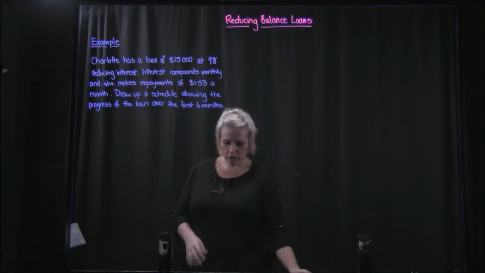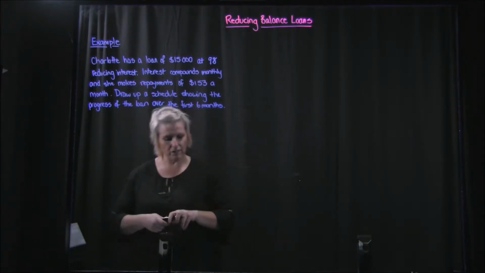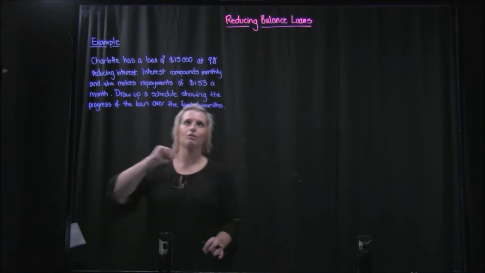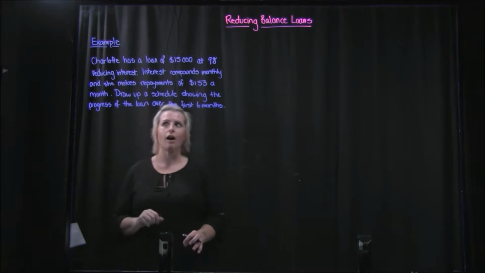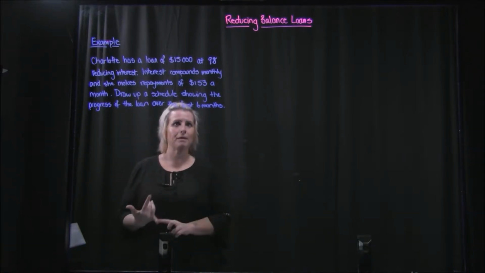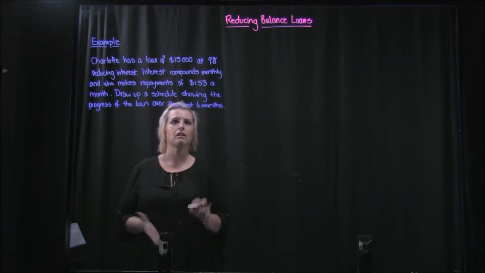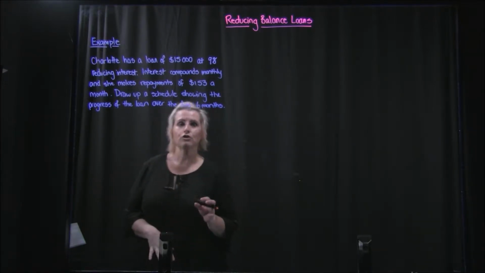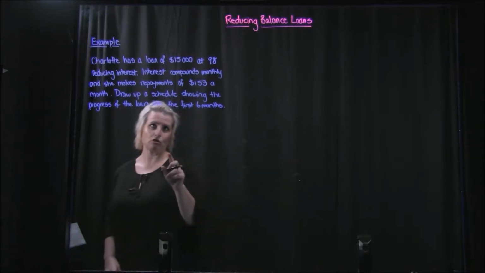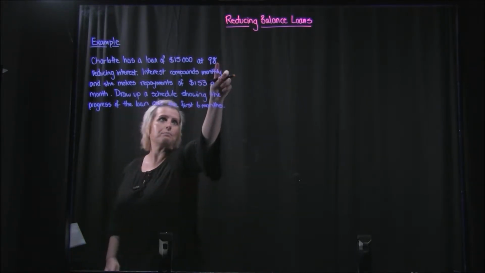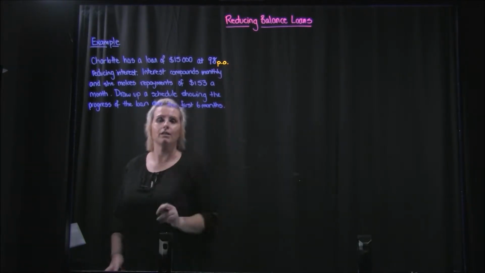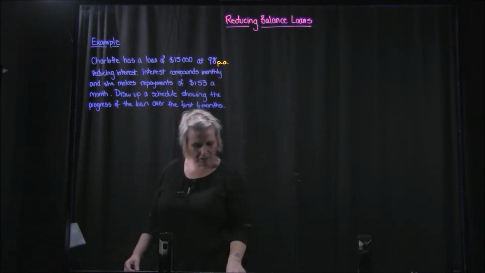Okay, so the first thing that we need to do is read the question. Charlotte has a loan of $15,000 at 9% reducing interest. So the interest compounds monthly. She makes repayments of $153 a month. We need to draw up a schedule. So the first thing I need to do is work out her monthly interest. That is a per annum rate, and it actually should be 9% per annum reducing interest. So that's over a year.